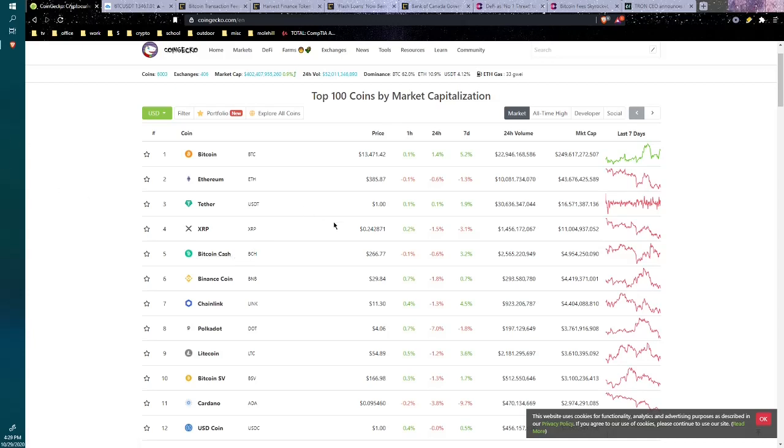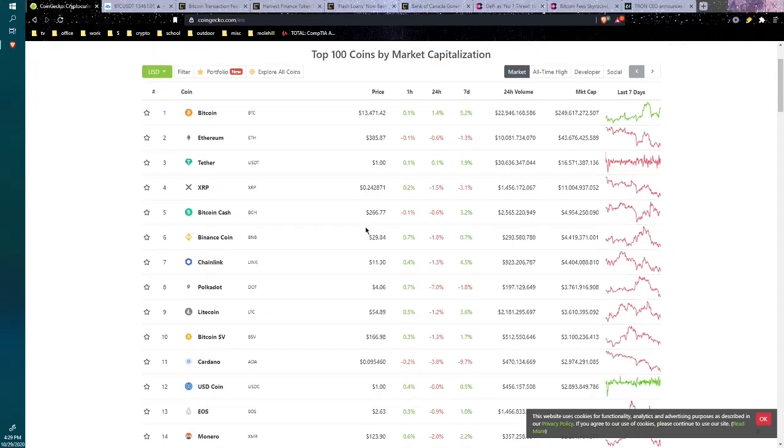Alright. Let's take a look at the top five by market cap, or six, or whatever we feel like. Bitcoin's up 1.4% at 13.4. Ethereum's down 0.6%, 385. Tether's, of course, in third place, doing its thing. XRP down 1.5% at 24 cents, 0.28 after that. Bitcoin Cash down 0.6 at 266. That one's stupid. Binance Coin's down 1.8 at 29.84.